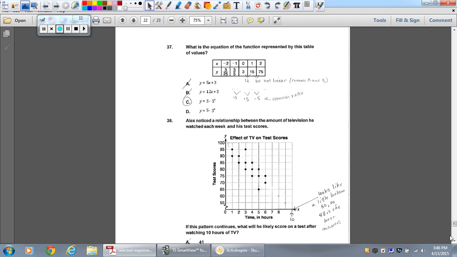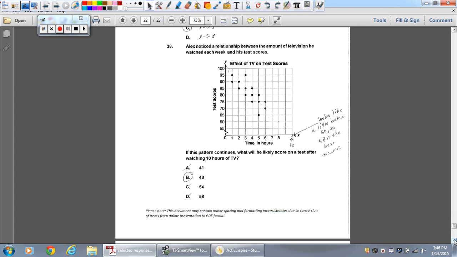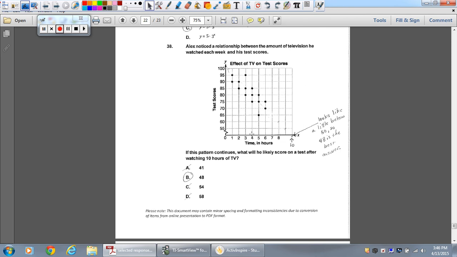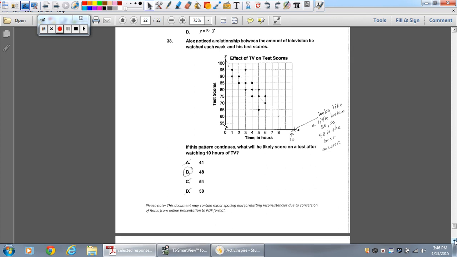Number 38, you just need to extend your line a little bit. So you can see that lightly I drew the line in there. Just try to find that line of best fit. And after watching 10 hours of TV, 10 would be here. It looks like probably my line would extend a little bit below. And so 50 seems like it would be right on the line, a little below that. 48 makes sense. It's definitely not more. This is way too much, and 41 is too little. So it's an approximation anyway. Get as close as possible.